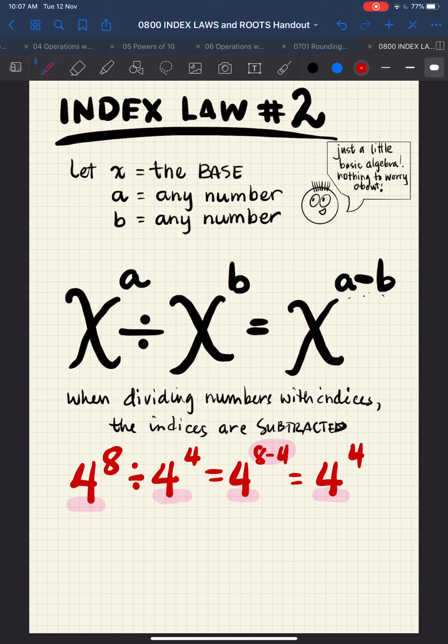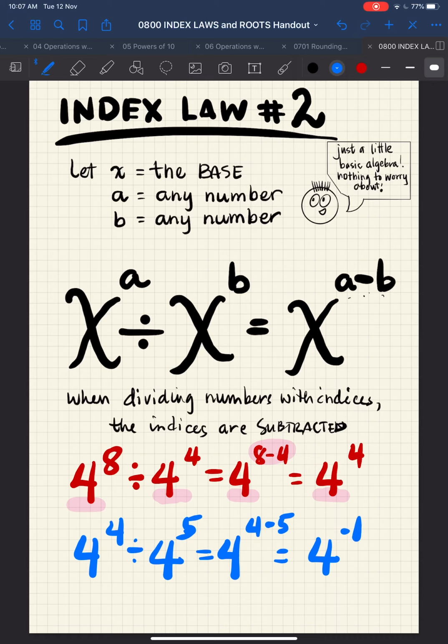Now, what if you have this example? 4 to the 4th power divided by 4 to the 5th power. How is that going to be? Do you flip it? No. Same rule applies. 4 to the 4 minus 5, which will give you 4 to the power of negative 1. And there's an index law that tells you about that. That's index law number 4. So remember that. So let's go to the next one.